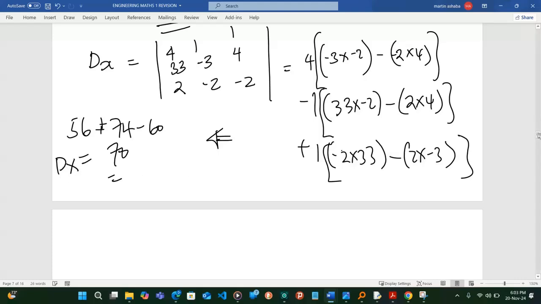Now we go to dy. So dy is the determinant of a matrix that is composed of the main matrix with the coefficients of y replaced by the outputs. So that means I will have 1, 2, 3, then the y coefficients, which are in the middle, I will replace them with the outputs, which is 4, 33, and 2. Then the coefficients of z remain, so I will have 1, 4, negative 2.